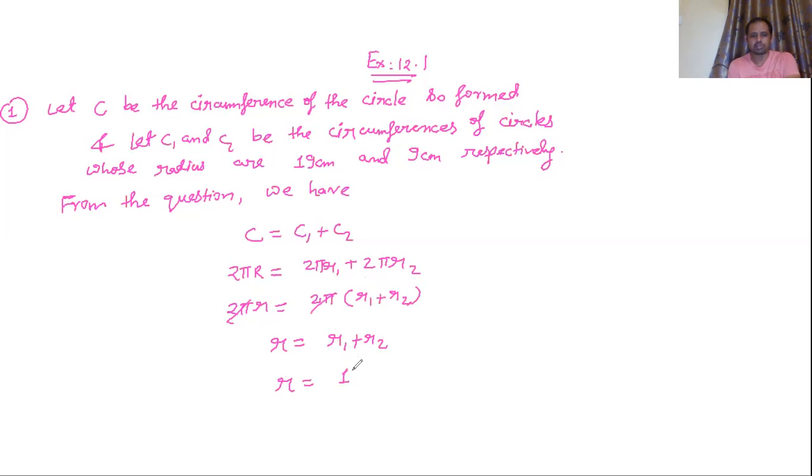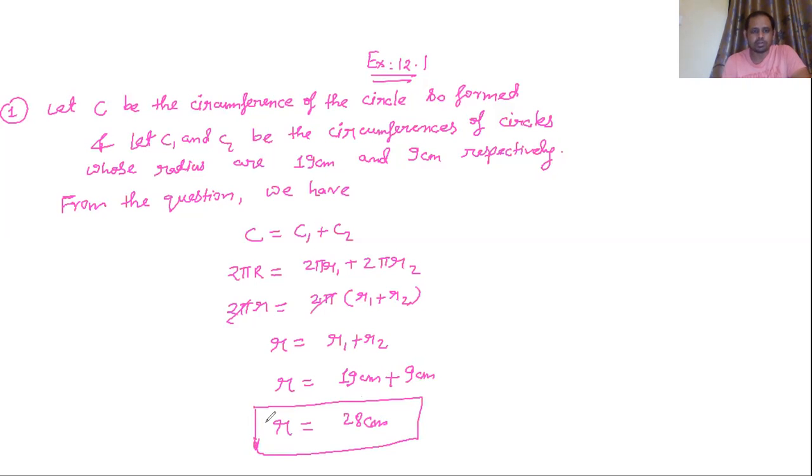The radii of the previous two circles are 19 centimeter and 9 centimeter. Therefore, 19 centimeter plus 9 centimeter equals how much? 28 centimeter. Therefore, the circle so formed, whose circumference equals the sum of the circumferences of the previous circles, has radius equal to 28 centimeter. Hope this solution is clear to everyone.